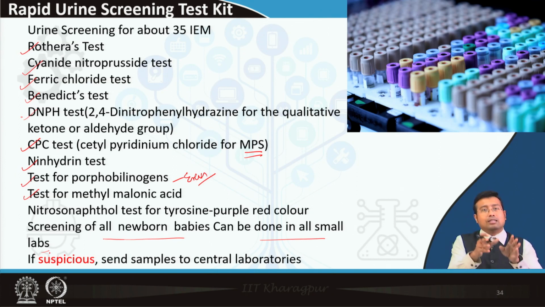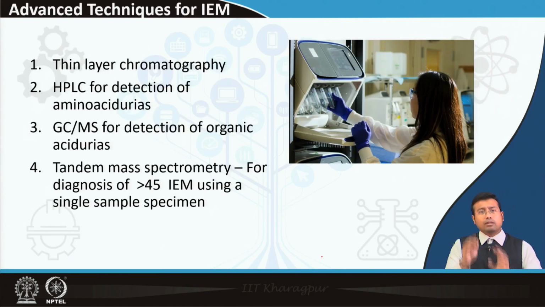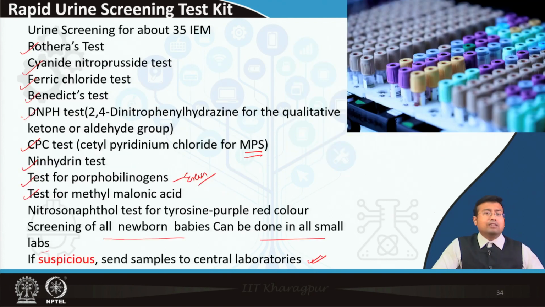So urine, simply apply the urine sample to the test kit to see what diseases are positive, and if suspicious results are found, samples are sent to higher central laboratories. So these are the very basic preliminary tests.